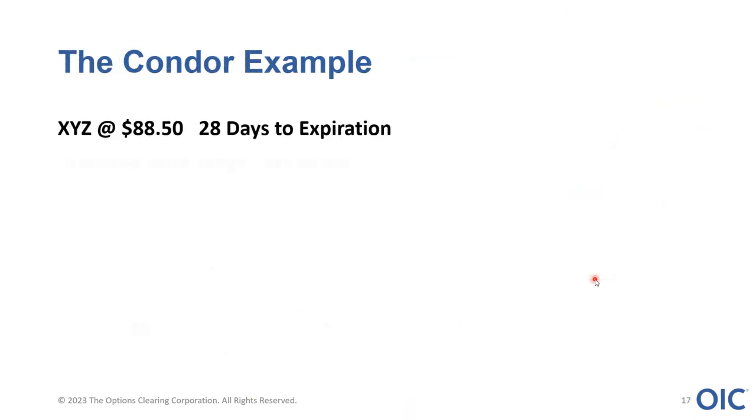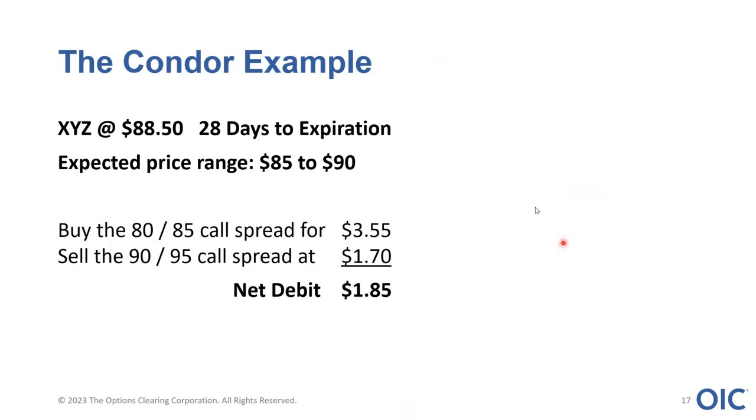Again, 88.5 with 28 days to expiration. This trade is really built around the idea that you have a relatively range-bound expectation as far as the stock is concerned, from 85 to 90, and that's how you end up choosing those strikes as to where you think that stock might be over the next 28 days. Again, we're buying that 80-85 call spread for $3.55. Remember what that P&L looks like. And selling the 90-95 call spread at $1.70. Try to recall what that one looks like. That's the one we just talked about.